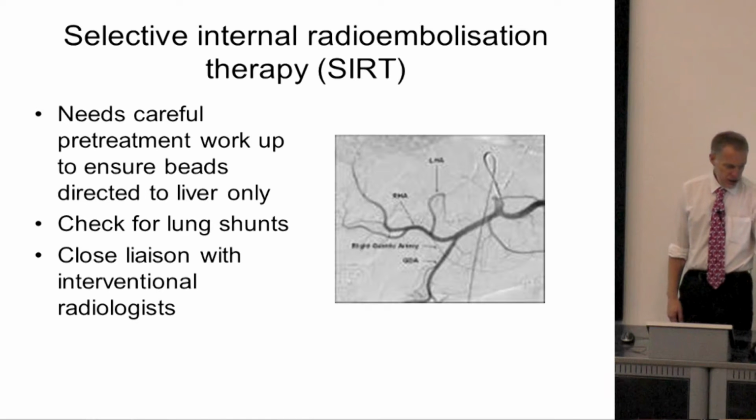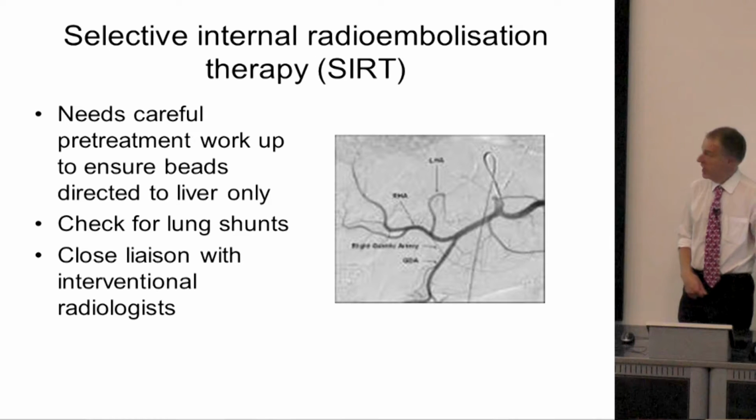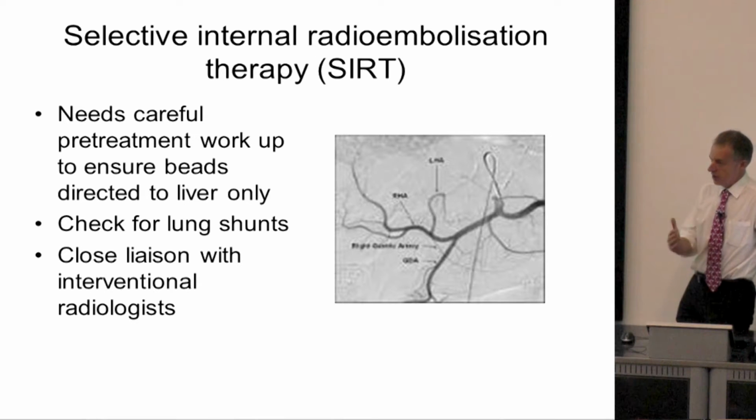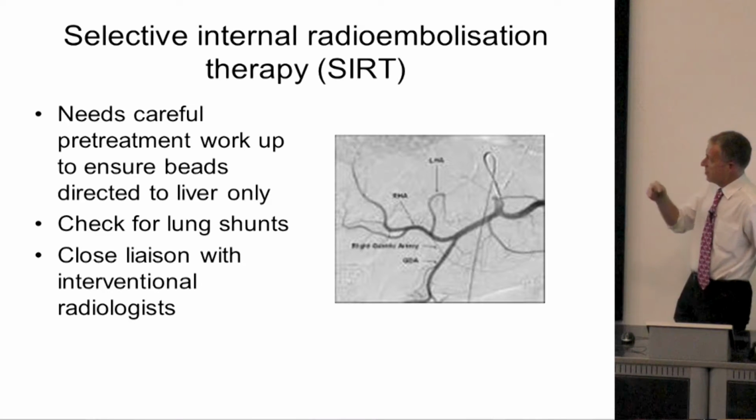The treatment does need careful workup beforehand. One of the potential problems is that there can be shunts between the hepatic artery and the lungs, and you don't want that to happen. You don't want to be putting beads into the lungs because you could cause significant damage to the lungs from the radiation. So you have to do an angiogram as a workup procedure and inject some dye so you can see where the stuff's going to go when you inject it into the hepatic artery.